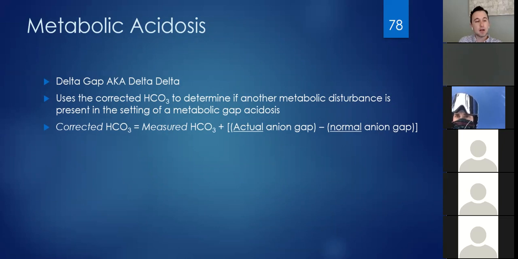anion gap. Now, you can plug all your labs into whatever app you want to use on your phone, and it's going to tell you if there's a gap. It's going to tell you if there's a delta gap. But again, I want you to understand what's going on behind the scenes. So I want to go through a few different examples to make sure you understand what delta delta is referring to and why that's clinically relevant.